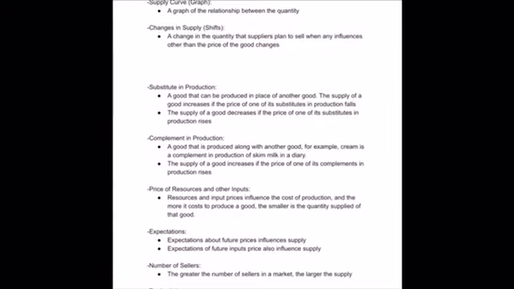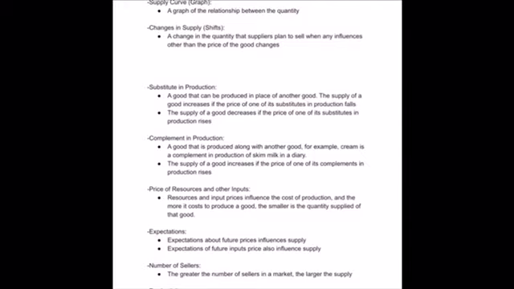Complement in production. A good is produced along with another good. For example, cream is a complement of skim milk at a dairy. The supply of a good increases if the price of one of its complements in production increases as well. So if you have two products you have to buy together and one of them becomes more expensive, the consumer will probably go and look for a cheaper alternative version of that product because they don't want to spend the money.